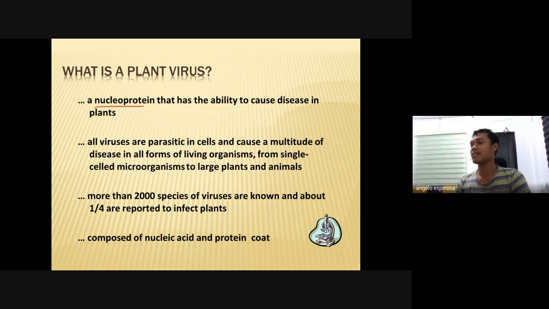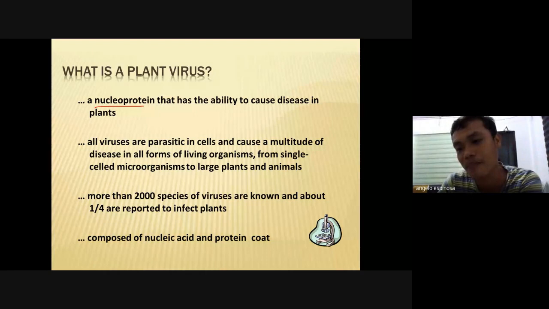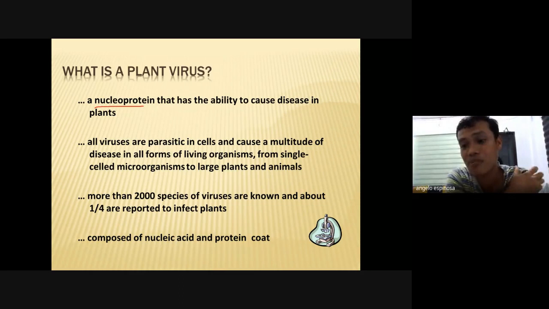So what are those examples you will notice? We have the mosaic, the yellowing, and leaf curling. The curly leaf is also one of the main signs or symptoms of a virus, okay?